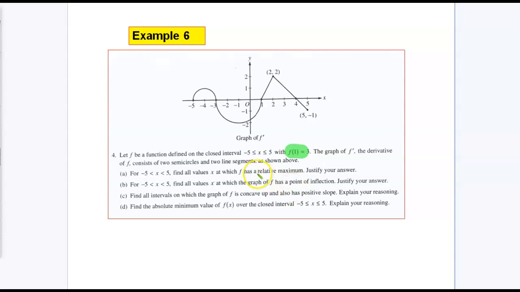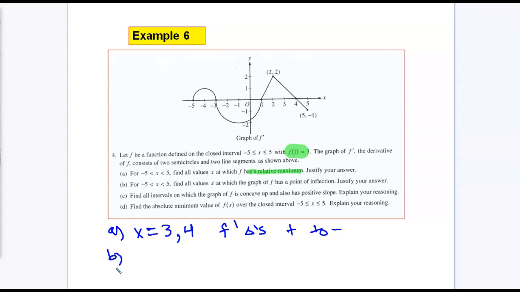So for a relative maximum, we're looking at the interior points where the derivative changes from positive to negative. And we have 2 of those. So at x equals -3 and at positive 4. And what's my justification? Because that is where f prime changes from positive to negative.